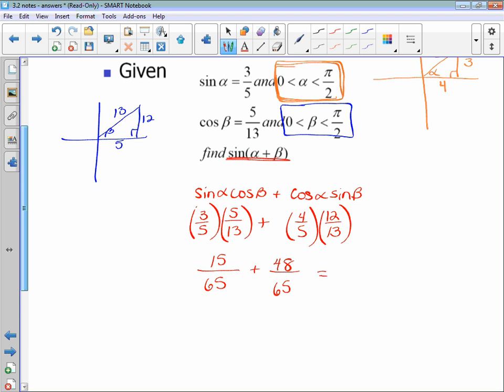And now we are adding. Same denominator, so that's going to stay at 65. And then you're just adding 15 plus 48. What do you get? 63. Good. And that is your answer.